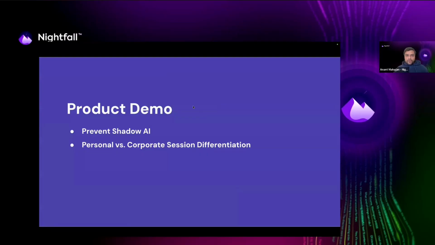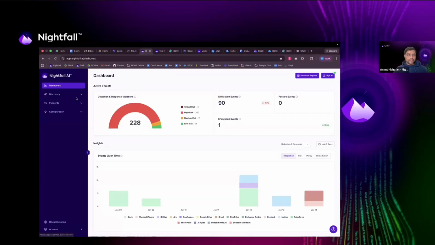So with that, what I'm going to do is transition over to a demo to showcase how we can prevent shadow AI exposure, but also do that with the session differentiation capabilities. This is the latest and greatest version of our console. For all the customers on the call today, you are going to be seeing the new menu bar with all these capabilities. Within a week from now, we'll start enabling these.